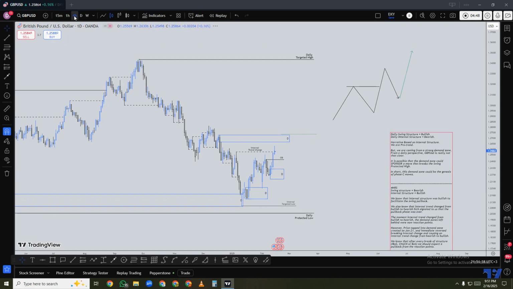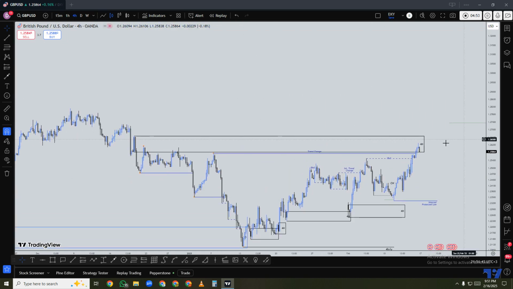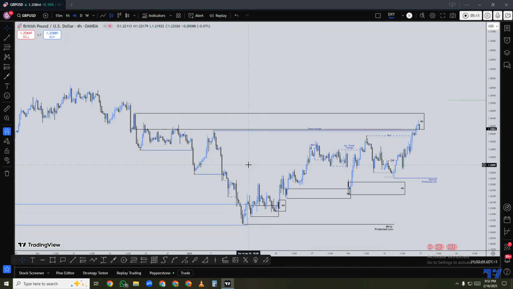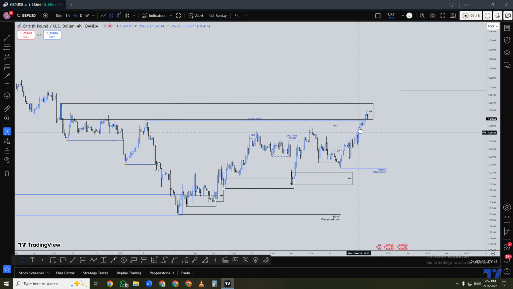Let's go to the 4 hours. On the 4 hours, as you can see, price has already tapped into our 4-hour supply zone. One thing we need to note is that on the 4 hours the trend has already changed. We were bearish, right now we are bullish. Remember, we are following the internal structure. We expect that corrective move to kick in, and then we buy from there.